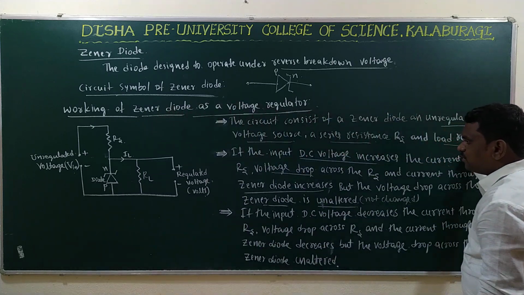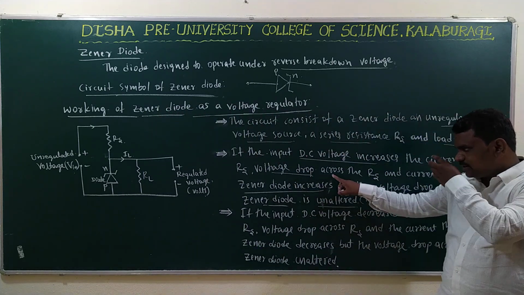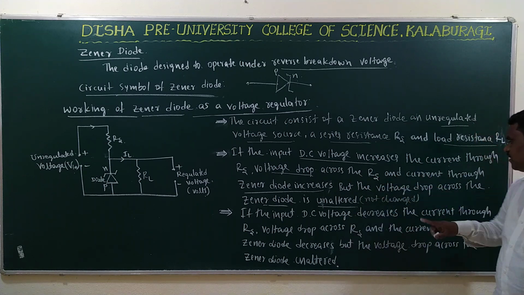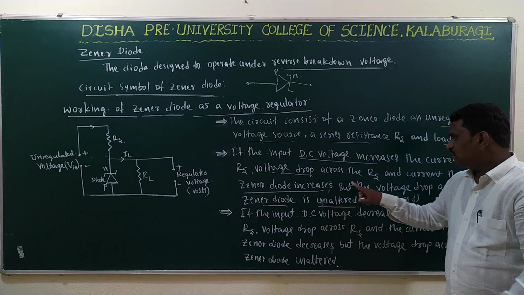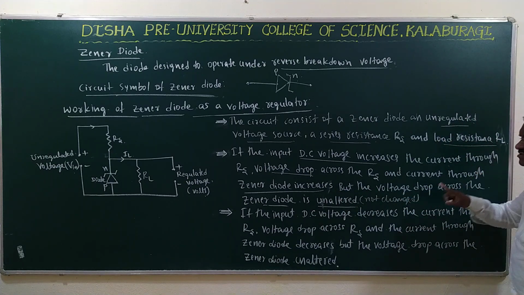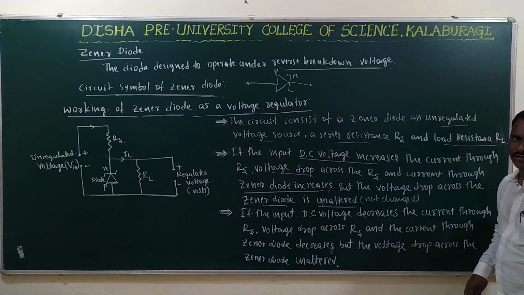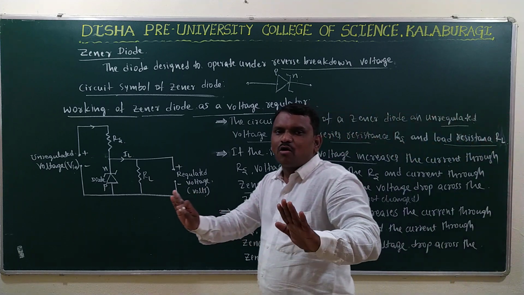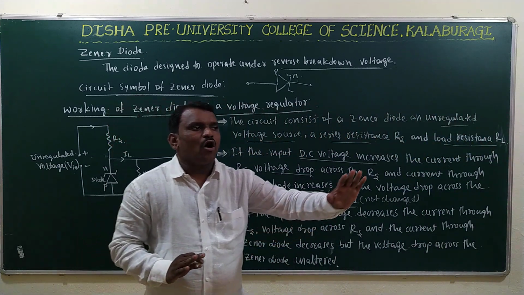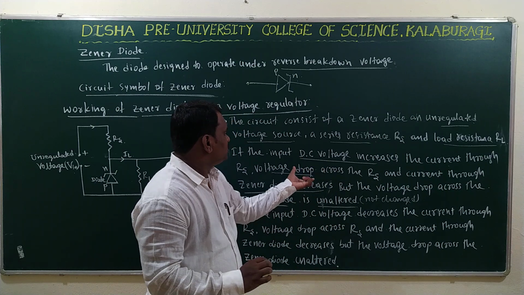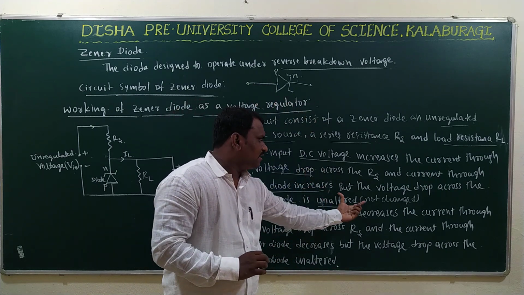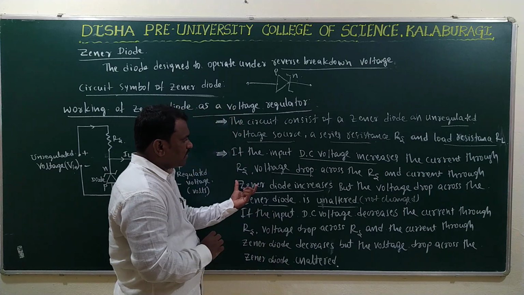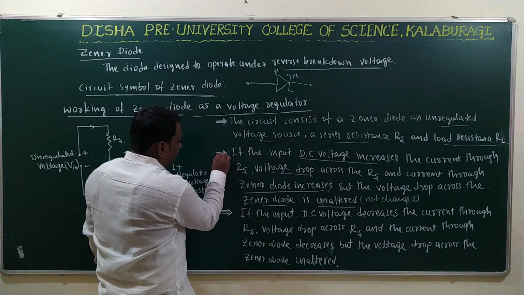The current through Rs, the voltage drop across Rs, and the current through the Zener diode all increase, but the voltage drop across the Zener diode is unaltered, which means it remains constant for a long time. This is known as the voltage regulating property. So that is one kind of working.